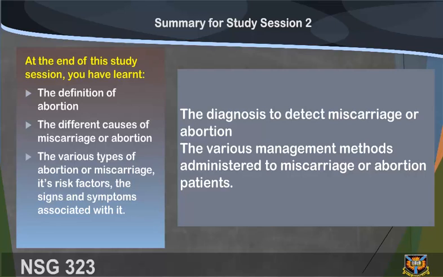Summary: at the end of the study session, you have learnt the definition of abortion, the different causes of miscarriage or abortion, the various types of abortion or miscarriage, its risk factors, the signs and symptoms associated with it, the diagnosis to detect miscarriage or abortion, the various management methods administered to miscarriage or abortion patients. End of study session 2.